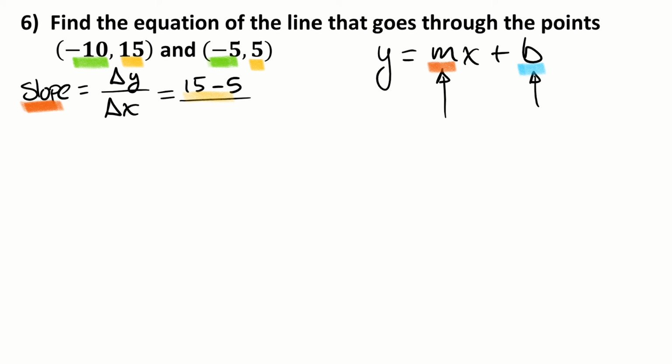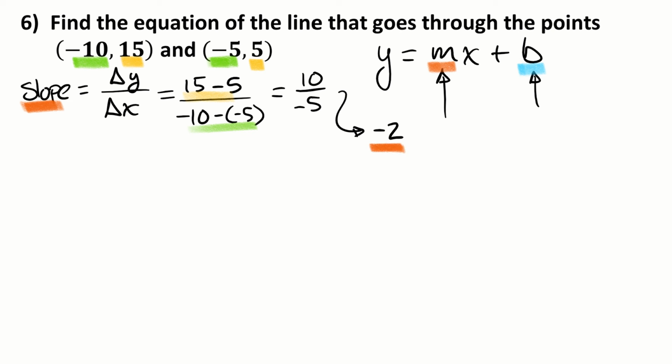And then to figure out the change in my x values, the change in my run, I'm going to take the first x value, which is -10, and I'm going to subtract from that a -5. So it is a subtraction problem to find the difference, but it's -10 minus -5, which is -10 plus 5. So I have here in my numerator a change in y of 10, and I have a change in x of -5. That's what -10 plus 5 is. So I can see that my slope is equal to -2. So that's wonderful.